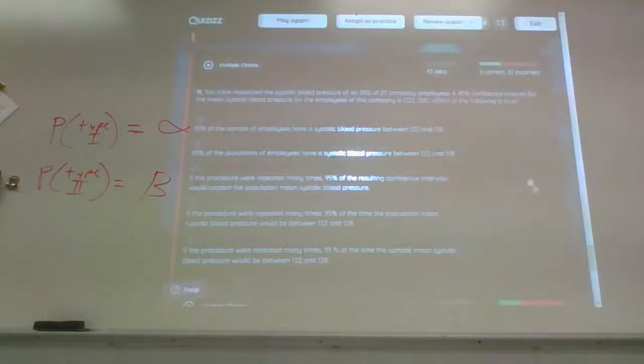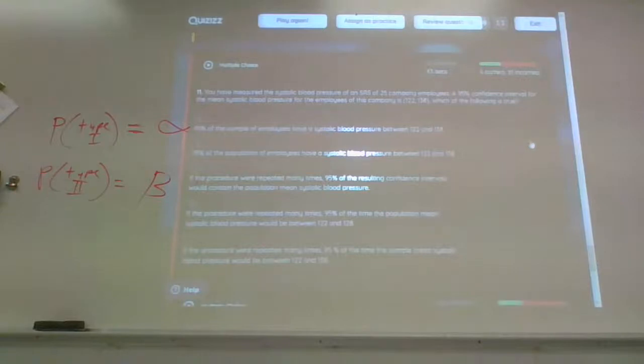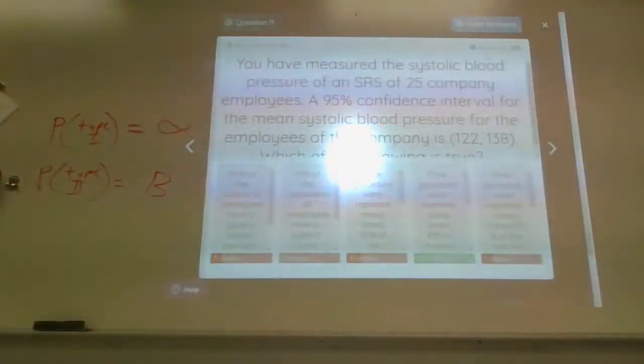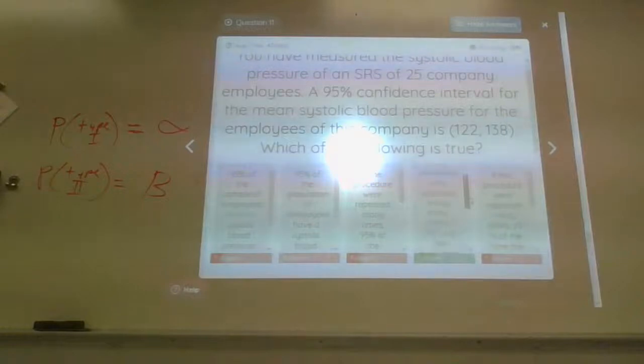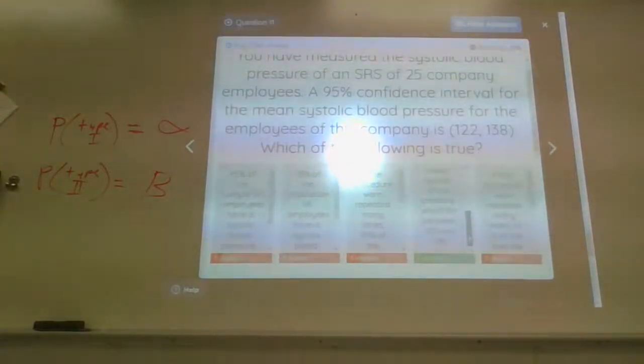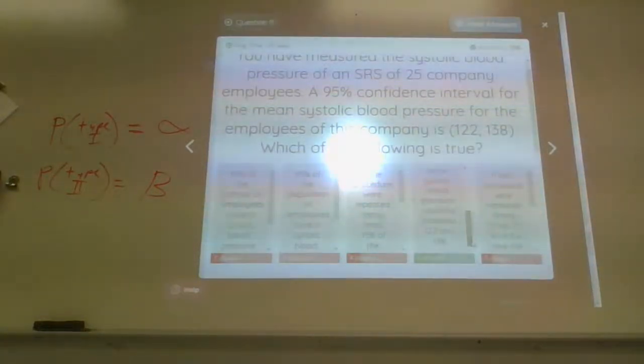Okay, this is the last red one, and maybe we'll wrap up with this depending on how much time we have. It says, you have measured the systolic blood pressure of a simple random sample of 25 company employees. A 95% confidence interval for the mean systolic blood pressure for the employees of this company is between 122 and 138. Which of the following is true? Nice. So this was basically the 95% definition. Oh, but they worded it weirdly.